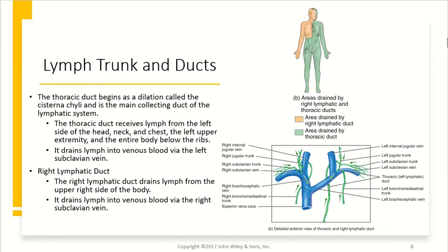And then the right lymphatic duct takes up a much smaller region. You can see that here in this little image. The right lymphatic duct drains lymph from the upper right side of the body, and it drains lymph into the venous blood via the right subclavian vein.